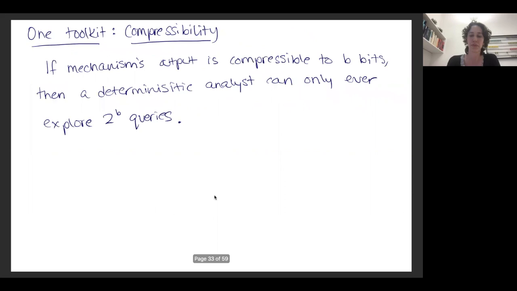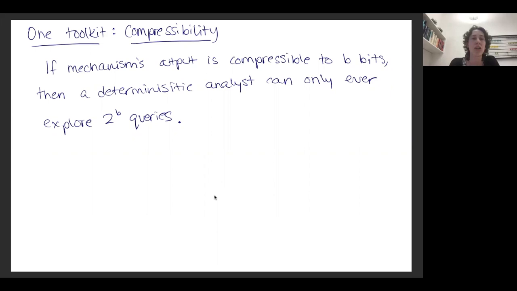Another thing that you can do is, if you're in the sort of fortunate situation where your mechanism's output is compressible to b bits, then you can use the observation that a deterministic analyst would only ever be able to actually explore 2^b queries. And that is going to limit, in some sense, the space that this adaptivity could get you into, and the ways that adaptivity could get you into trouble. And you can leverage that. But if you're not in this situation, what are you supposed to do?